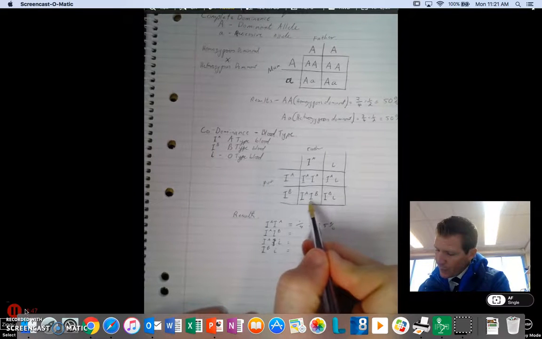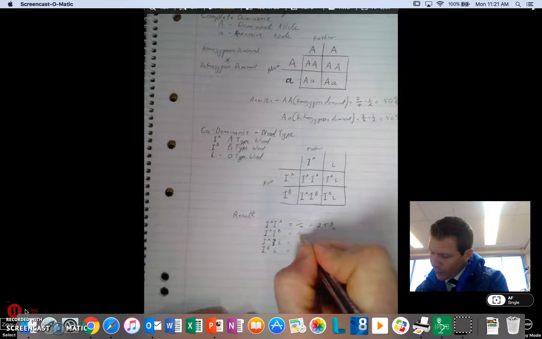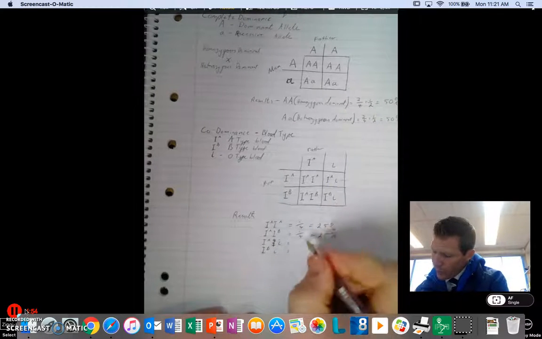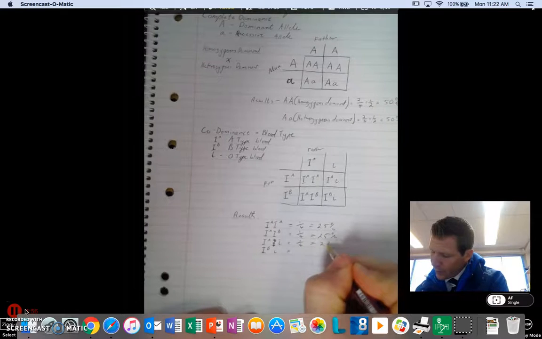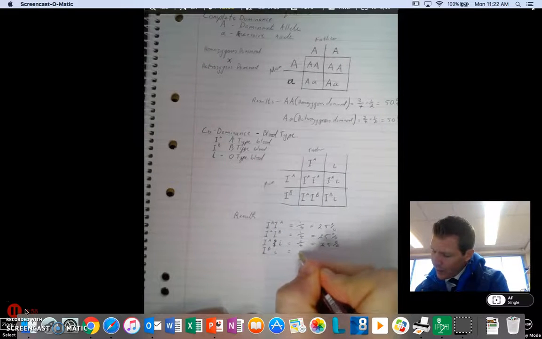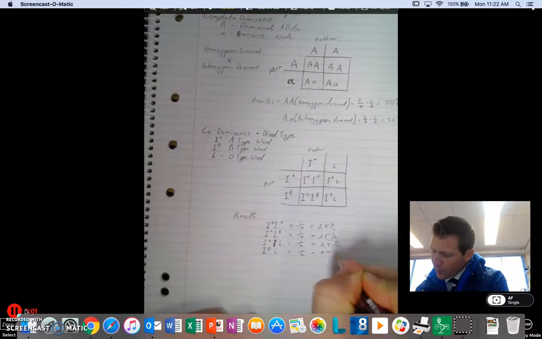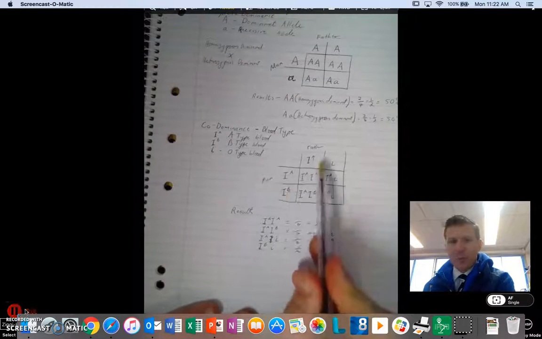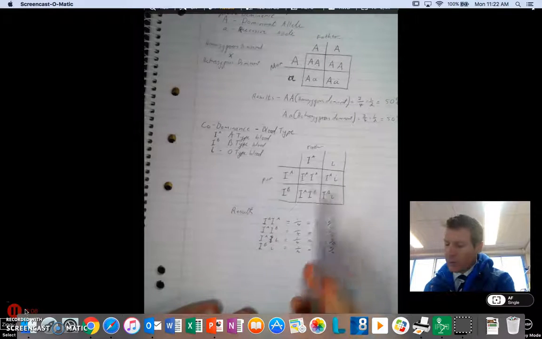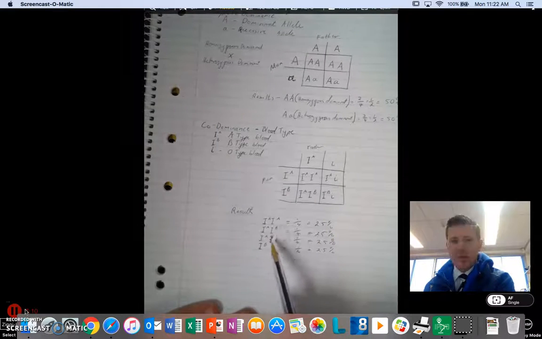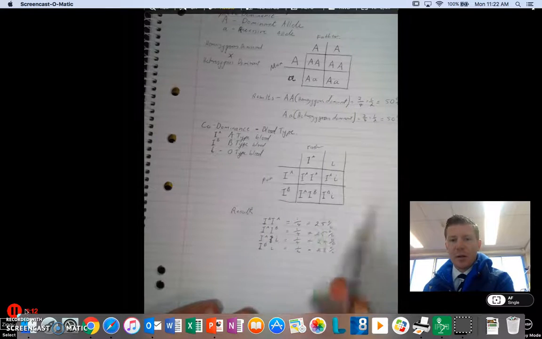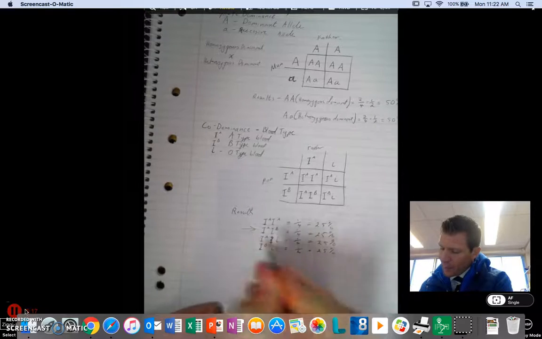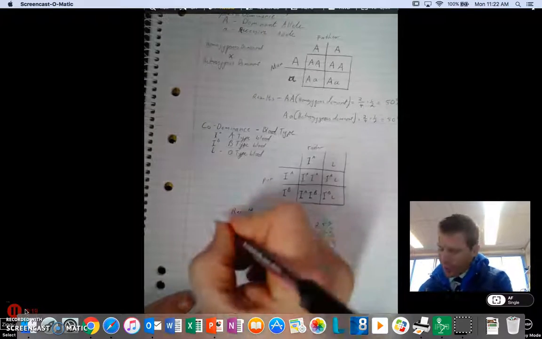1 over 4 of that one equals 25%. 1 over 4 of that one, again 25%. And of course, the last one will be 25% as well. So with these two parents with their two alleles, there's a 25% chance of getting any of these. And we know here that this one is going to experience codominance.